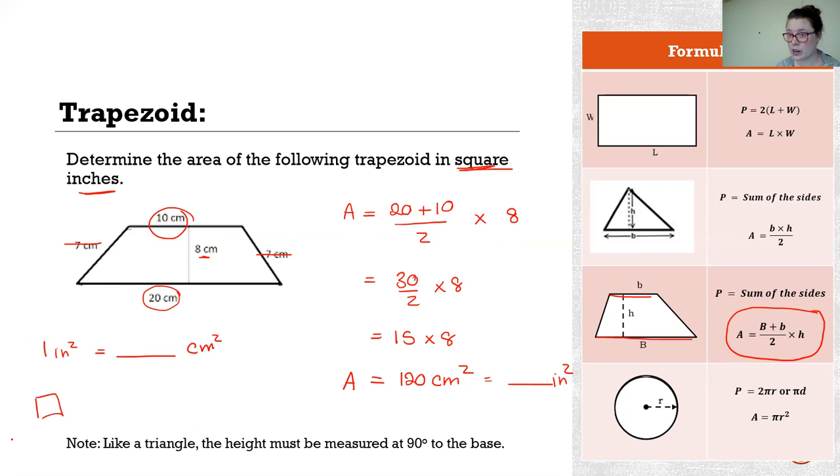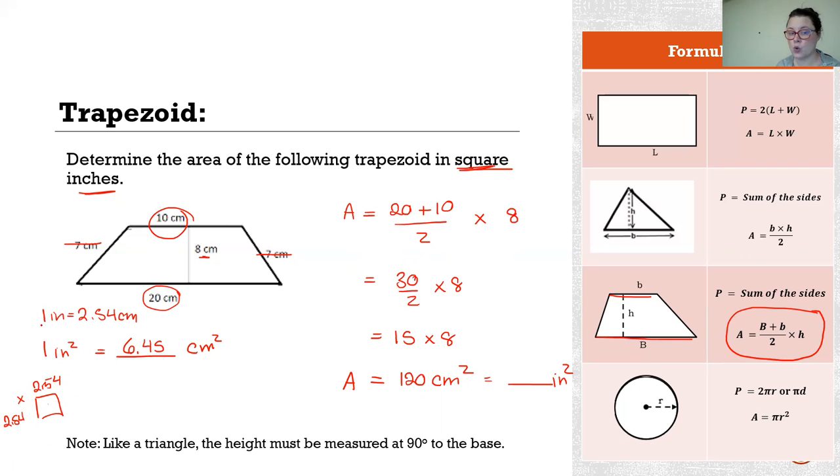So let's say we have a square, it's 1 inch by 1 inch, 1 square inch. We know 1 inch equals 2.54 centimeters. So if this is a square inch, it's 2.54 times 2.54 centimeters. So we're going to end up multiplying the two of those together. So 2.54 times 2.54 gives us 6.45 centimeters squared. Hopefully that wasn't too confusing for you.